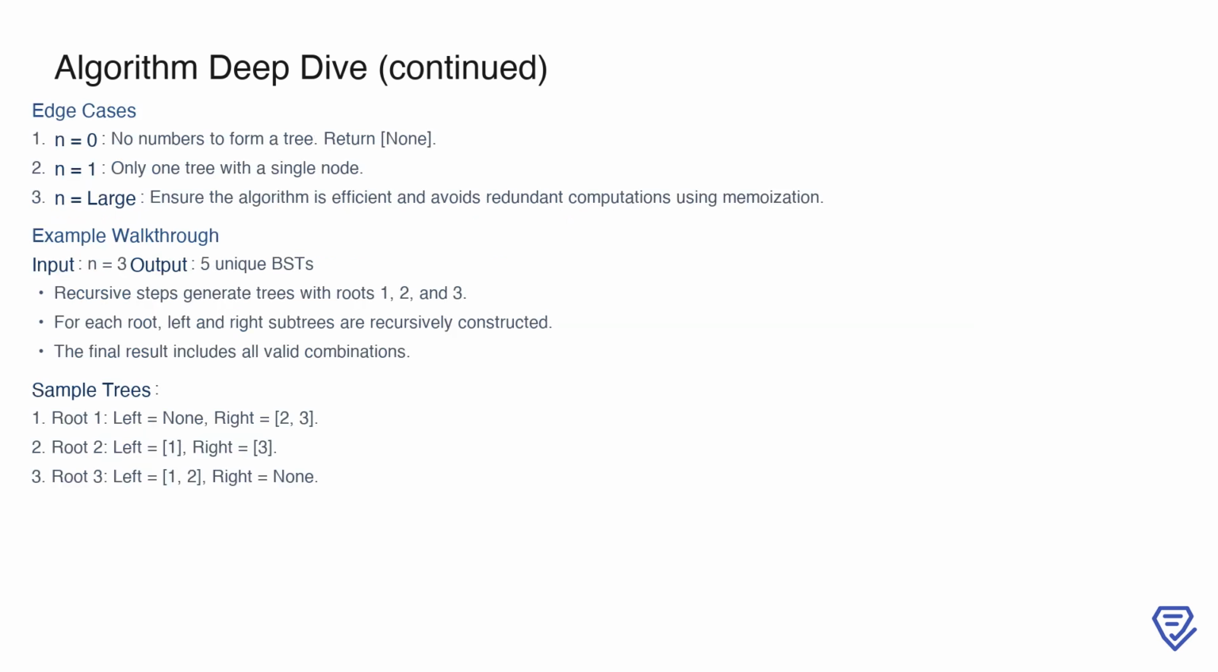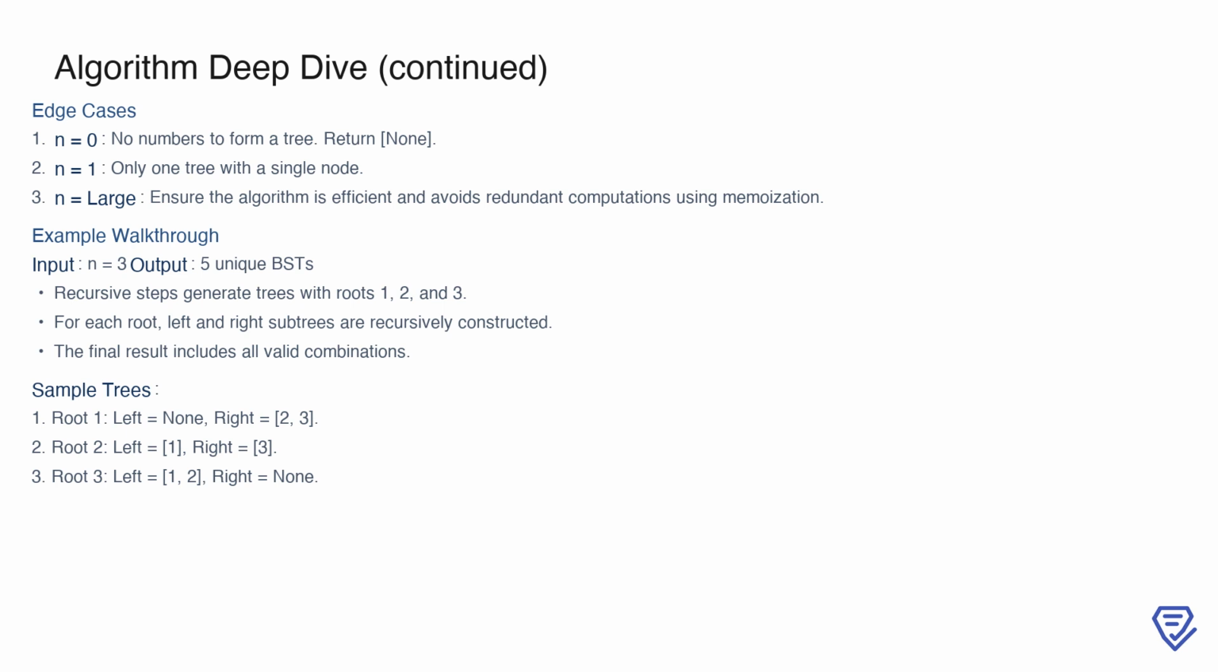Lastly, we need to account for edge cases. If n is 0, there are no numbers to form a tree, so we return None. When n is 1, the only possible tree consists of a single node. For larger values of n, efficiency becomes critical, and memoization ensures we avoid redundant computations.